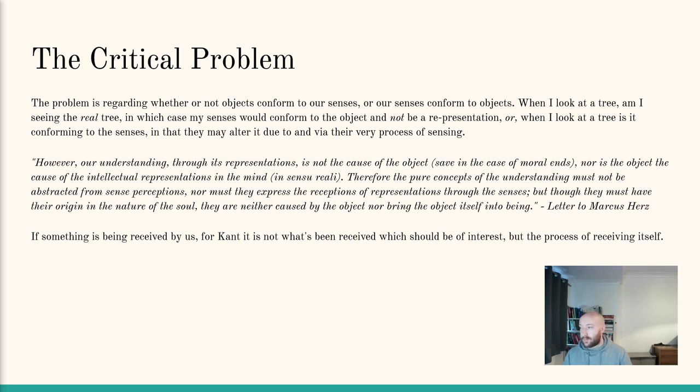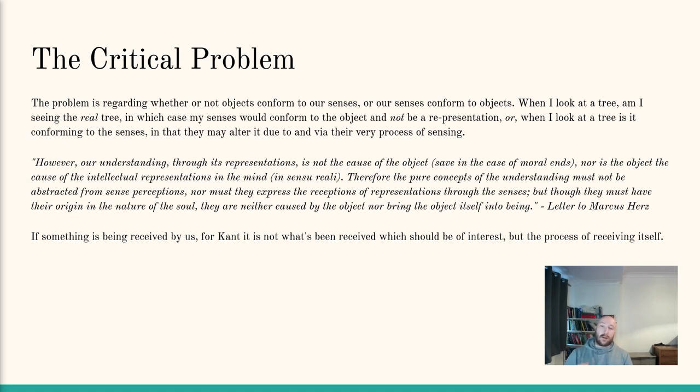Therefore, the pure concepts of the understanding must not be abstracted from sense perceptions, nor must they express the receptions of representations through the senses. But though they must have their origin in the nature of the soul, they are neither caused by the object nor bring the object itself into being. So that latter part there really begs repeating. They are neither caused by the object nor bring the object itself into being.